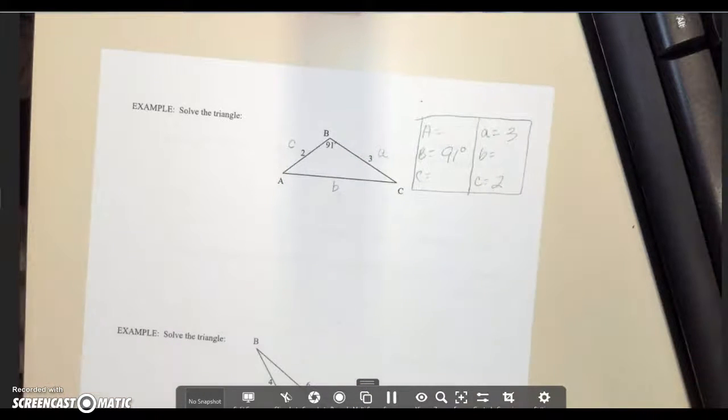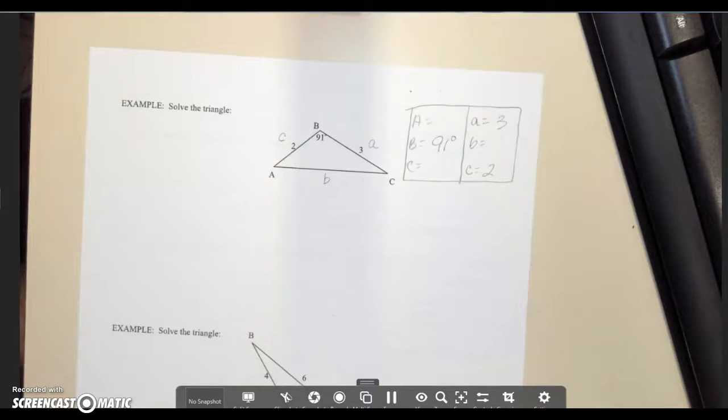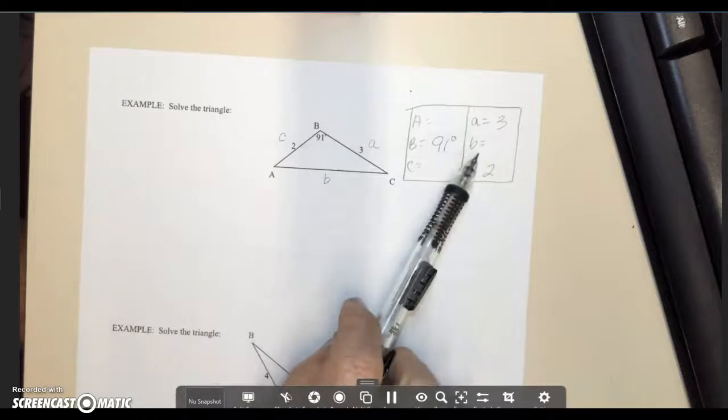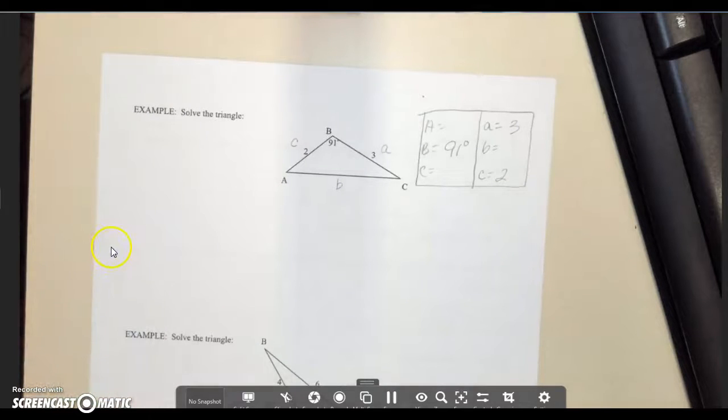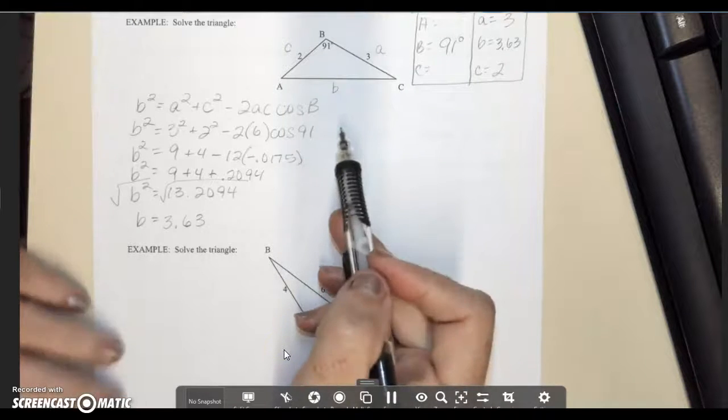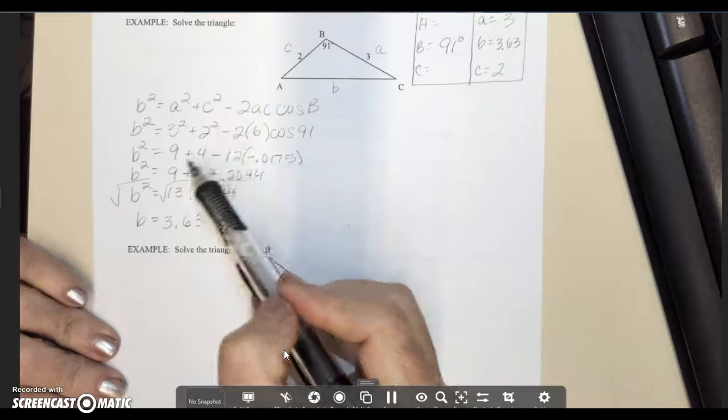So go ahead and see if you can figure out which formula you're going to need to use. If you've got the angle but you don't have the side, you're going to use that middle one, the b squared equals a squared plus c squared. So go ahead and calculate that and then check your answer against mine. I'm going to solve the whole triangle out and you should do the same. So I'm going to put my work up here so that you can see where I plugged in the values.